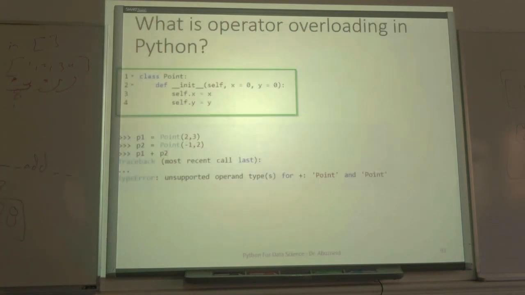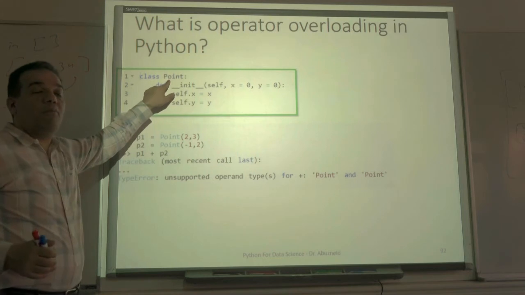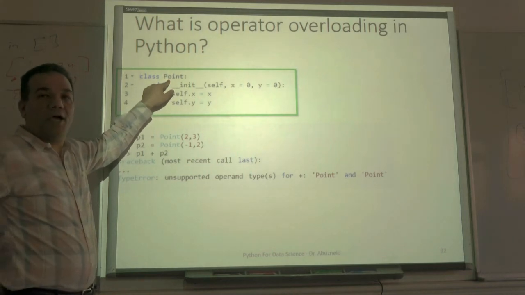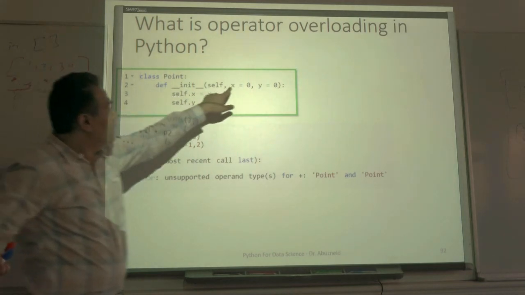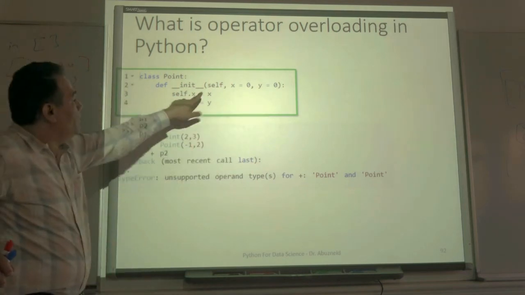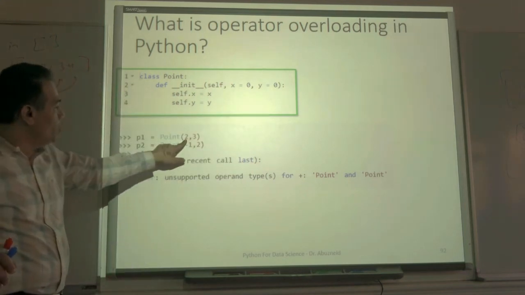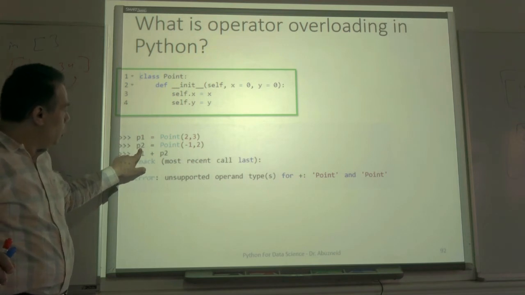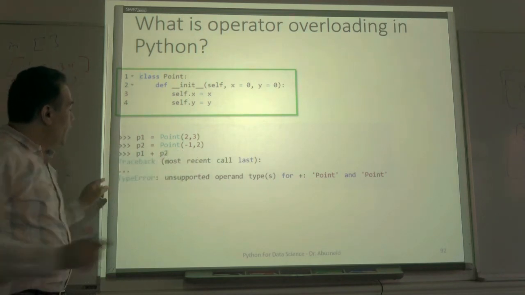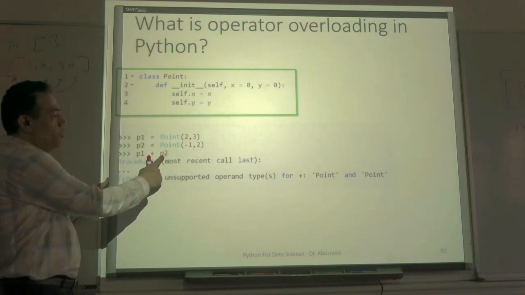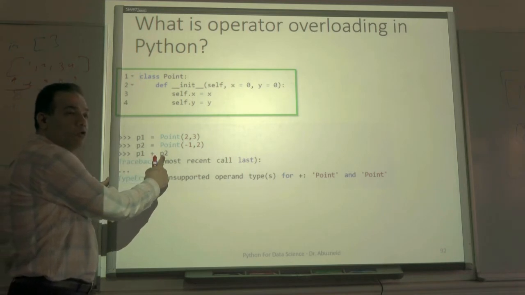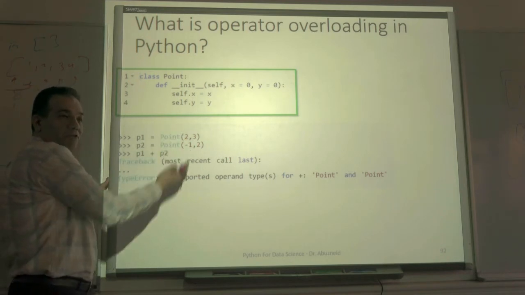All right. What is operator overloading? I just spoke about this, okay? So for example, in here I'm defining the point. The point has X and Y, right? So X is 0, Y is 0. If I say point 1, which is 2 and 3, point 2 is minus 1 and 2, and I type point 1 plus point 2, what will it give me? There is nothing. How can I add this, right?